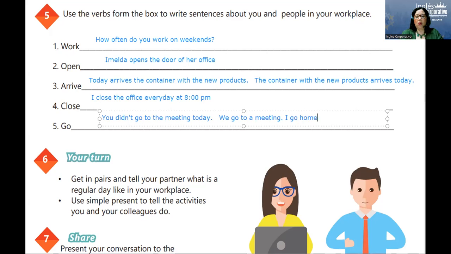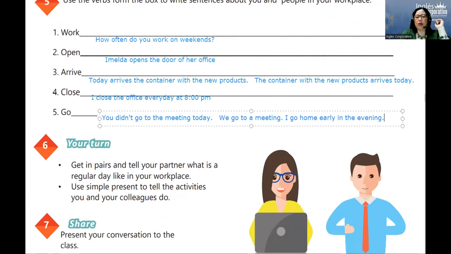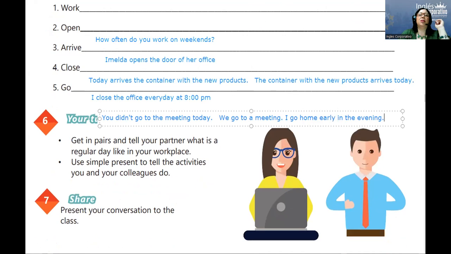I go home early in the evening. So it means that I arrive, I go maybe 5 a.m., right? I'm sorry, 5 p.m., right? There you go. I go home early in the evening. Okay, and then you have a lot of other tasks or activities in mind. Okay, now allow me to go here.